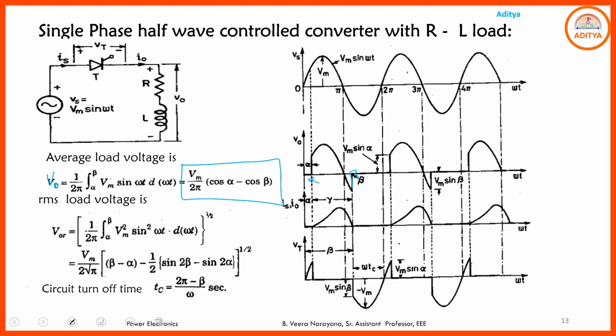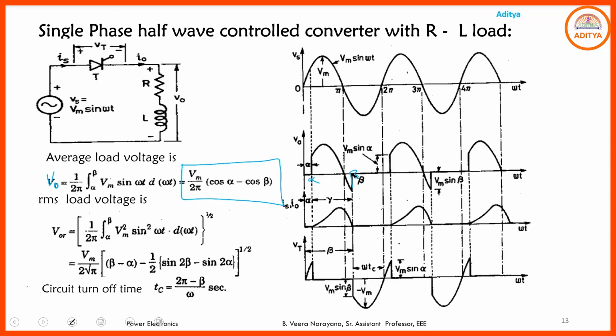And the RMS output voltage, simply Vrms is equal to 1 by 2 pi integral alpha to beta Vm square sin square omega t d omega t, whole power 1 by 2. By simplifying this expression, finally you get Vm by 2 root pi times beta minus alpha minus sin 2 beta minus sin 2 alpha by 2, whole power 1 by 2.